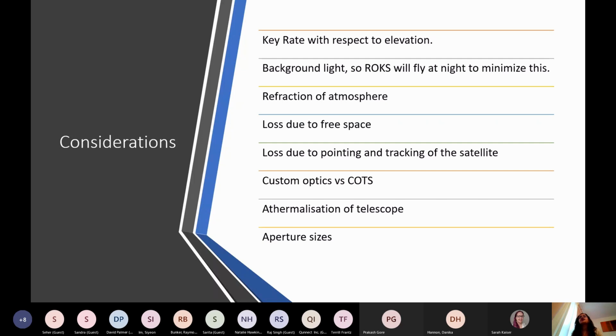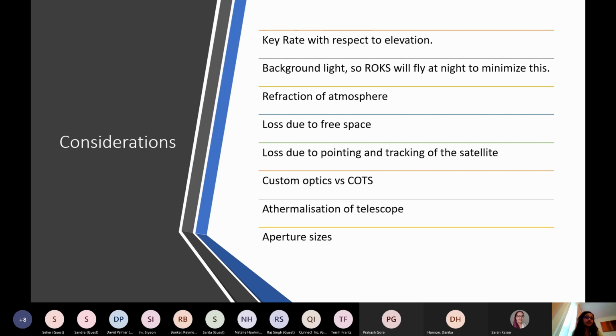So in our case, we estimate that only when the satellite is over 40 degrees from the horizon will we be able to start doing QKD. Otherwise, our key rate is too low. We also have a lot of background light in the atmosphere. So if you're sending single photons down, your optics must be really, really sensitive. But you also have to have a mechanism of distilling out stray light, which can come from the moon, or be reflections from the Earth as well. So ROKS is currently scheduled to fly at night to minimize this.